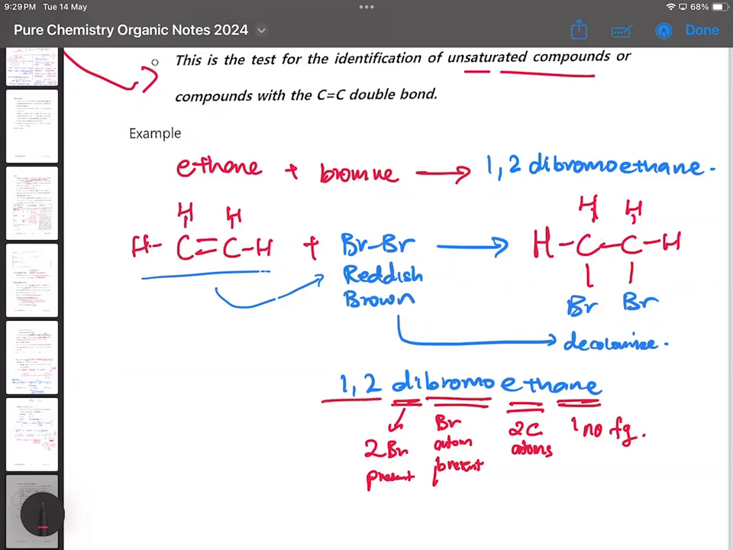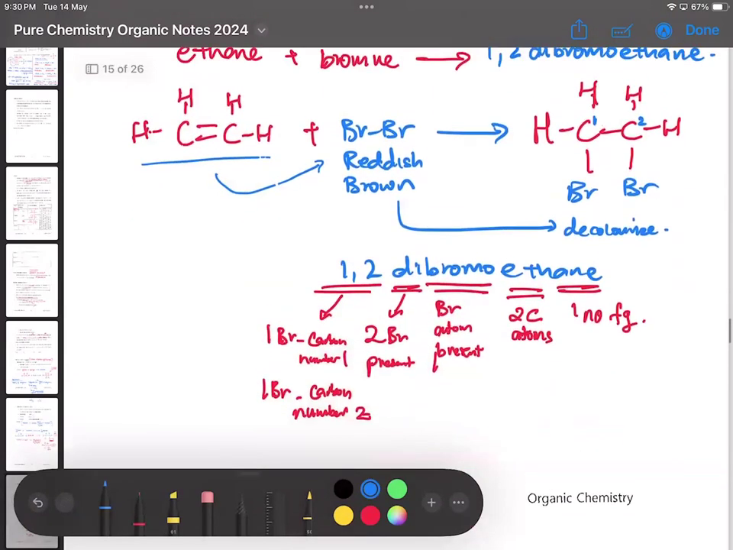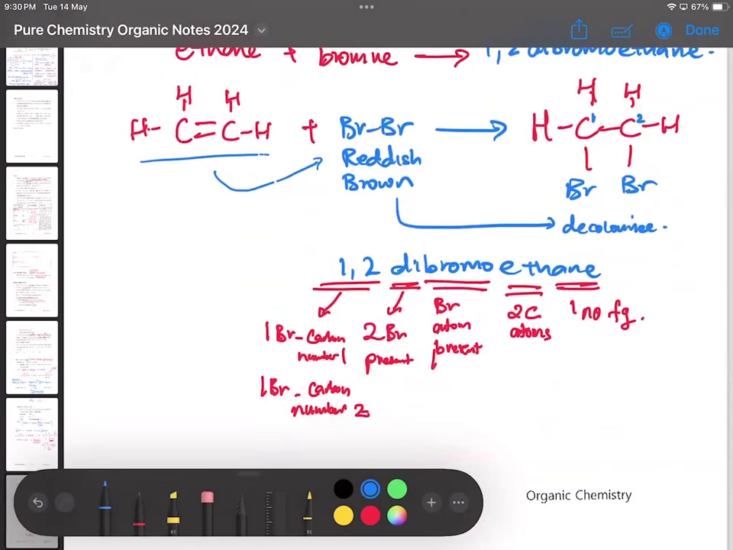What about the 1,2? The 1,2-dibromo is to tell you that one bromine is on carbon number 1 and the other bromine is on carbon number 2. Okay, this is your carbon number 1. This is your carbon number 2. Why do we have to say 1, 2? Because if we don't say that, then how do we know where the bromine are? This is 1,2-dibromoethane because the 2 bromine are on carbon 1 and on carbon 2.